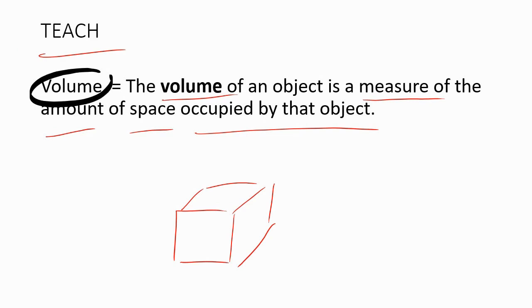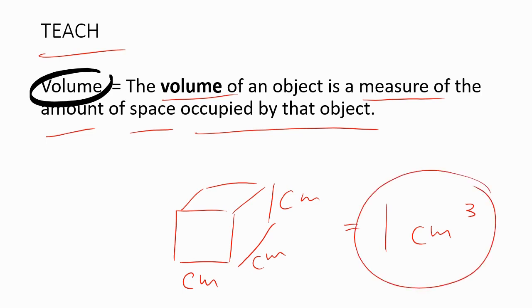This cubic centimetre is 1 centimetre across, 1 centimetre long, and 1 centimetre tall, which means it takes up the space of exactly 1 centimetre cubed. It takes up the space of a cube that is 1 centimetre long, 1 centimetre across, and 1 centimetre high. And that's a space measurement. How much space does this object take up?